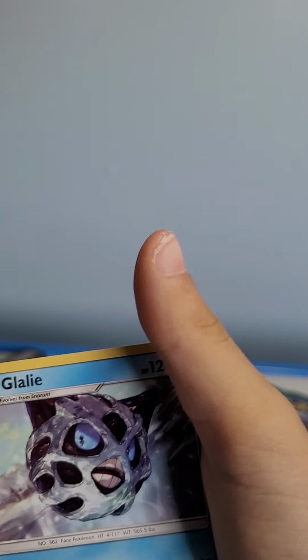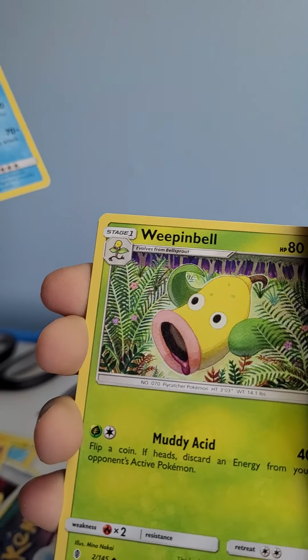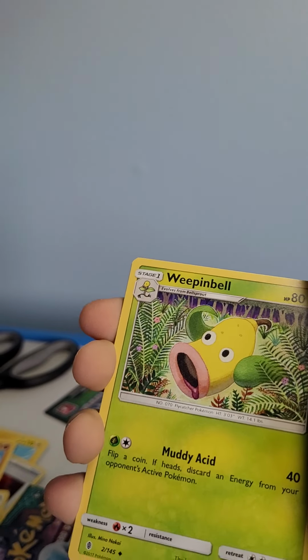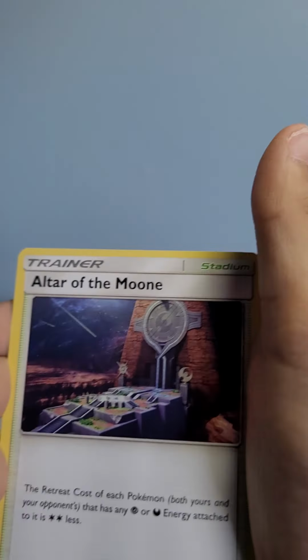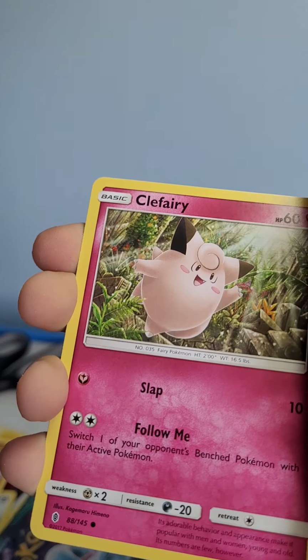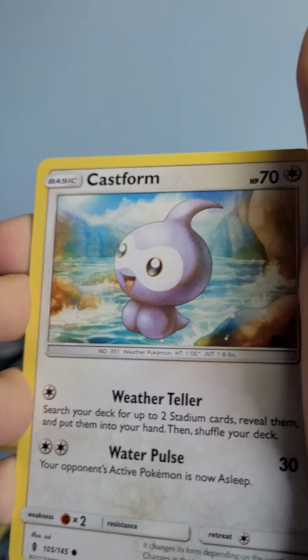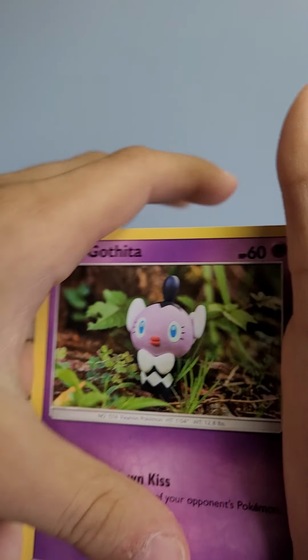Sorry, camera. Golly, ooh, that's a new one. I've never unboxed this pack, I forgot. Altar of the Moon. Litwick. Clefairy. Tentacool. Cast Form. Gothita. Nosepass.